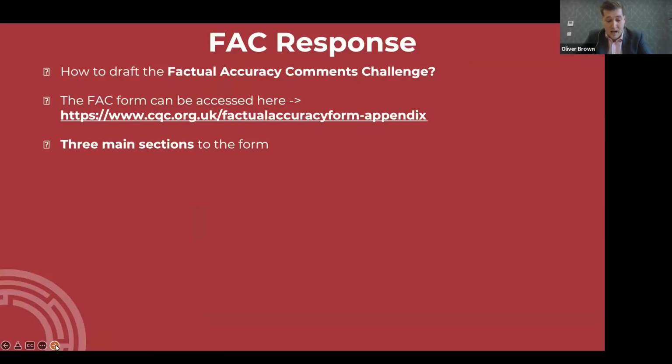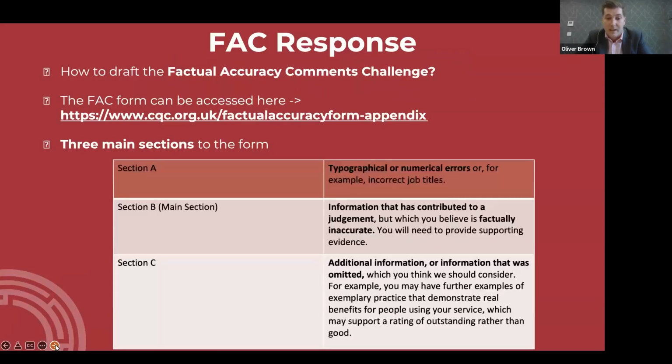So I'll just talk about how to draft the Factual Accuracy Comments challenge. The form can be accessed on the link that's on screen, and there are three main sections to the form. If we just click to the next bit, there's a table showing each section. The form will perhaps be unfamiliar to some of you attending today, so we're going to briefly run through the key things to consider.